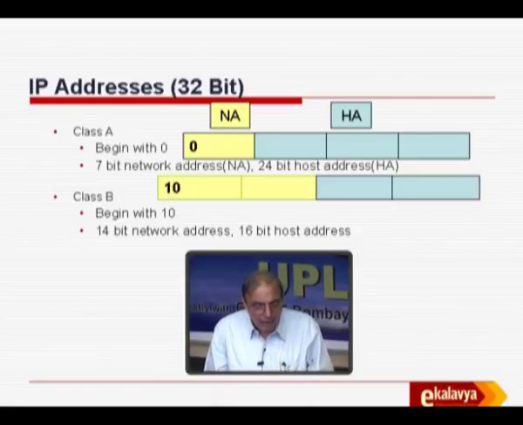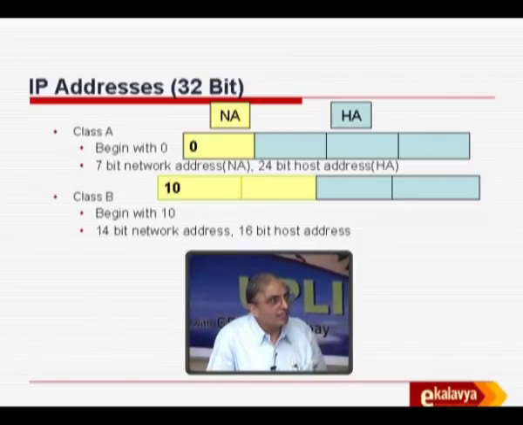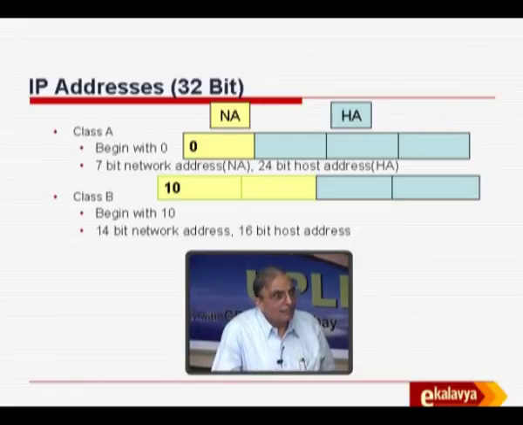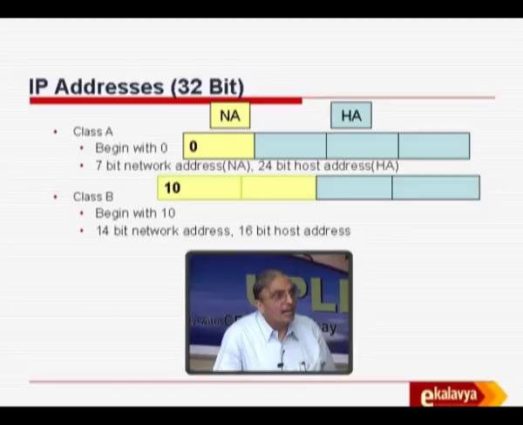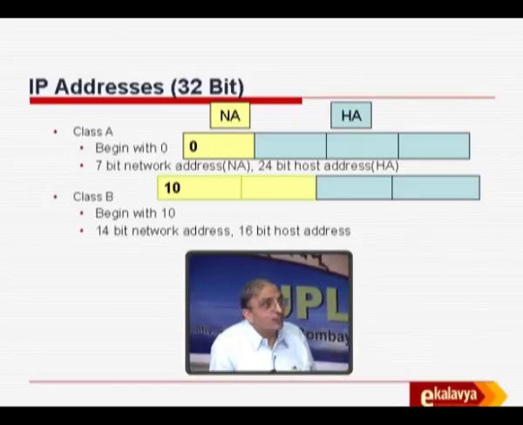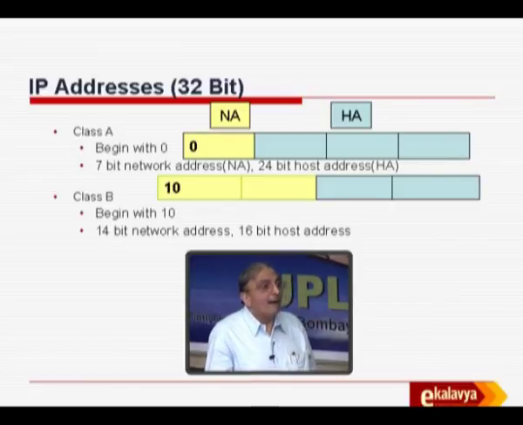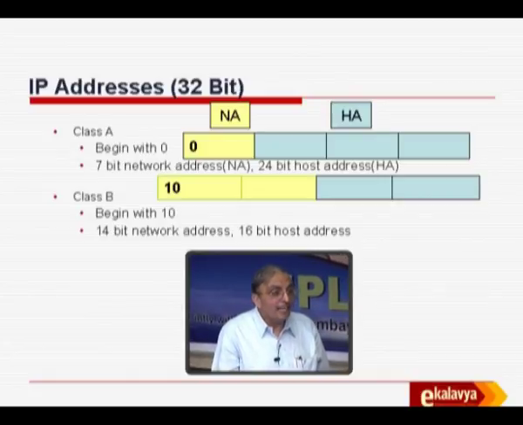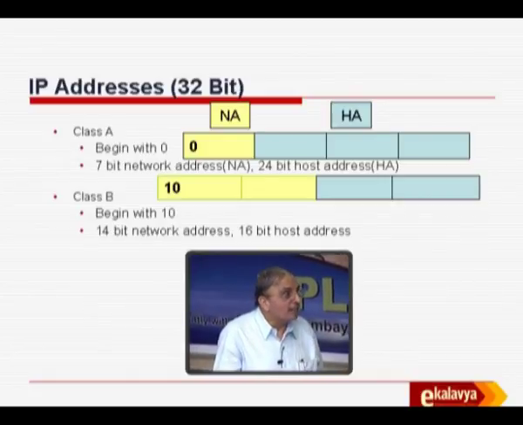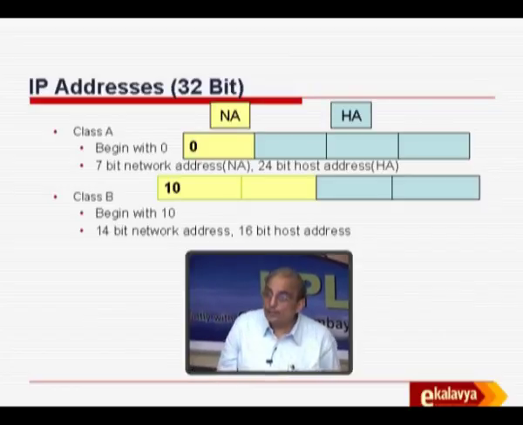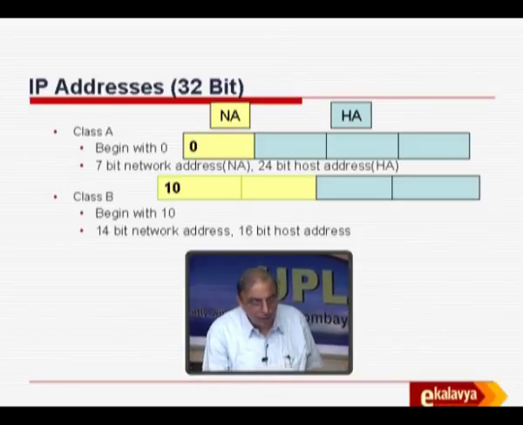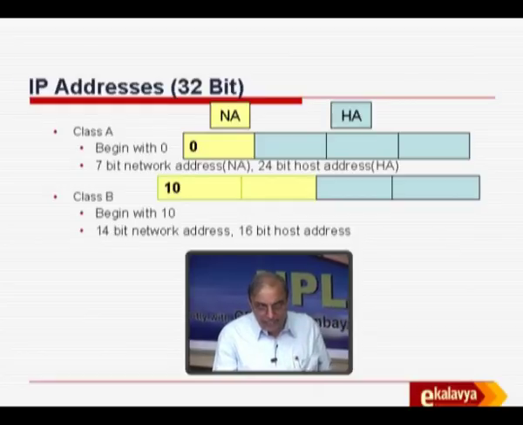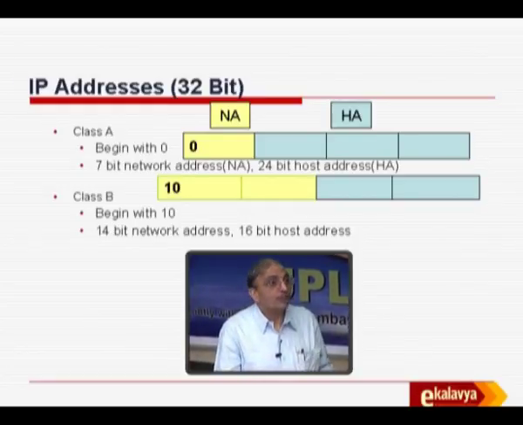What does this mean? How many computers can I address across how many networks? This is 0, so only 7 bits remain. That means 2 to the power 7, which is about 128 different networks that I can access using it. If I have geographically arranged these networks at the highest level, I may say India is one network, US is another network, Europe is a third network, Africa is a fourth network. I can go to as many as 2 to the power 7 different networks. Within each network, I am capable of addressing 24-bit hosts.